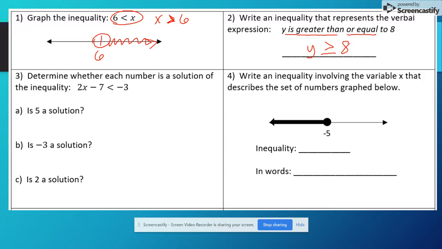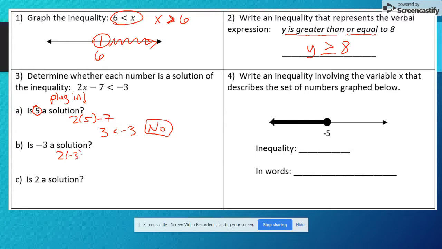Number 3, determine whether each number is a solution of the inequality. This is where you need to plug it in. So I'm going to plug in 5 for the x. So 2 times 5 minus 7. 2 times 5 is 10. Minus 7 is 3. Is 3 less than negative 3? No, that is false. So no, it's not a solution.